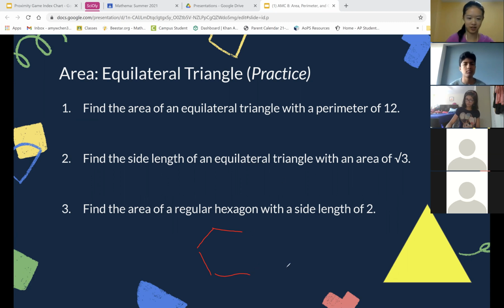That's a terrible hexagon I drew. And it's a regular hexagon. Does everybody know what regular hexagon means? A hexagon with equal sides, equal angle measures. Okay. Regular hexagons have equal sides and equal angles.